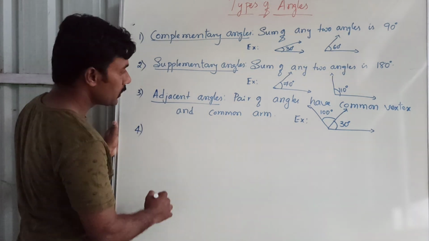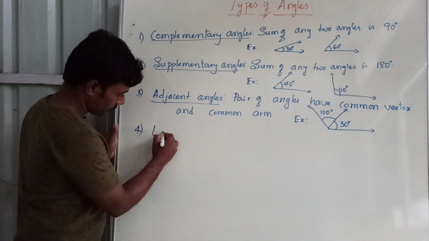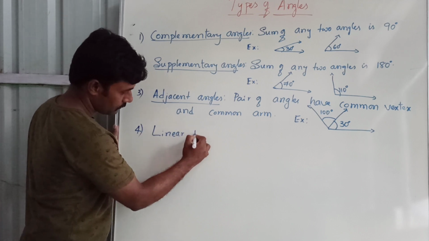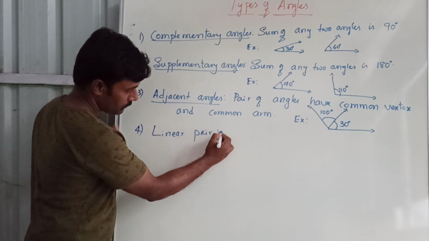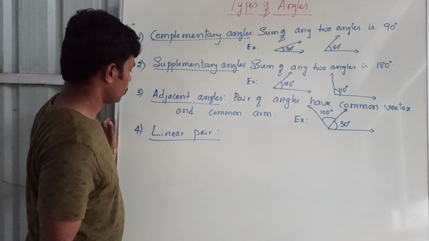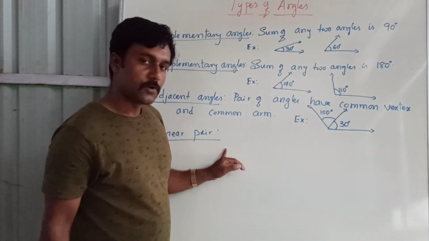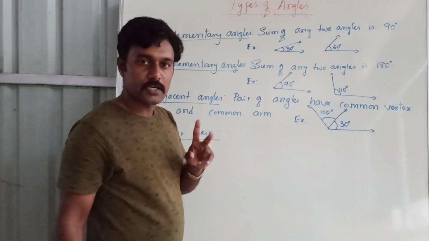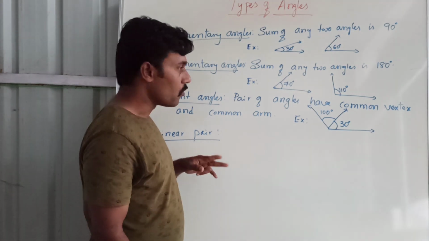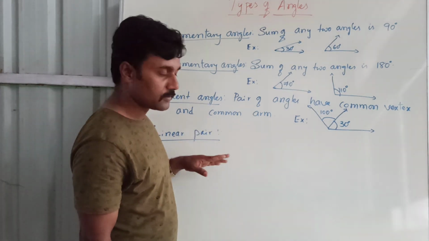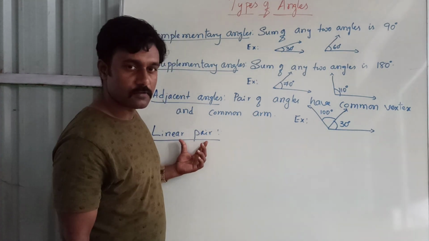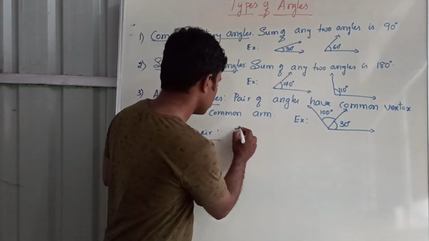Next, linear pair. Sum of any two adjacent angles is 180 degree, then the angles are linear pair.